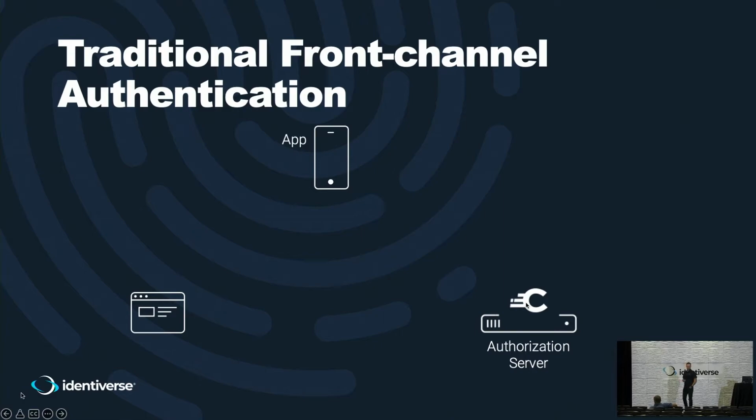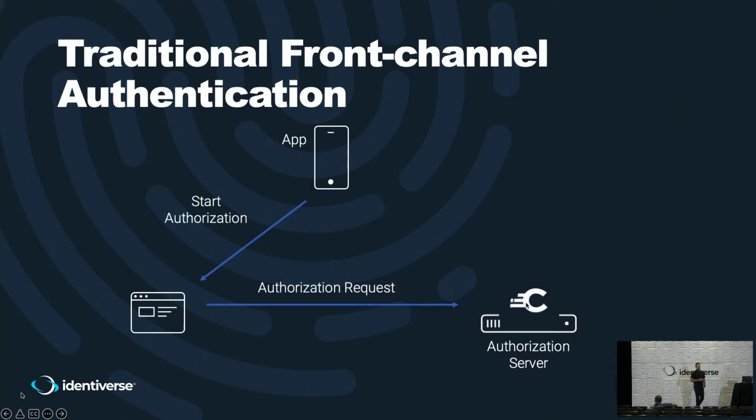So traditional front channel authentication, we have an app that starts an authorization. The authorization request goes through the bottom left there, which is the browser, essentially. The authorization request gets to the authorization server. There's a code sent back.